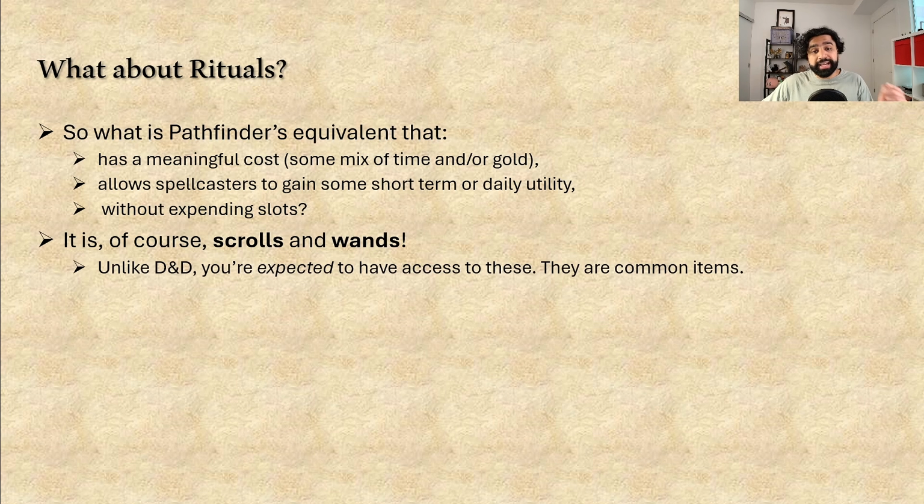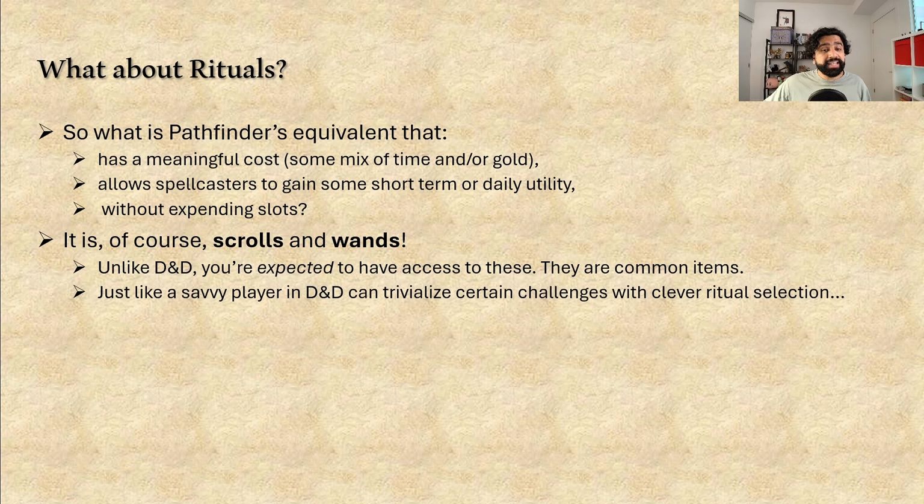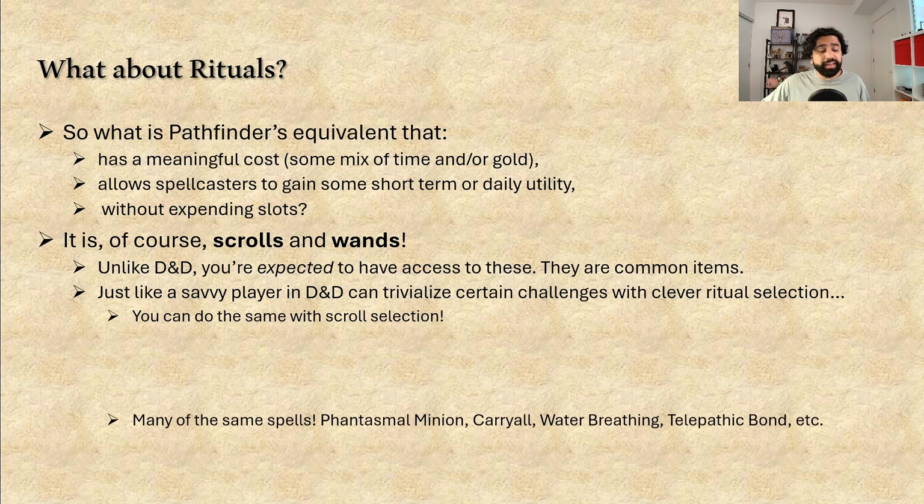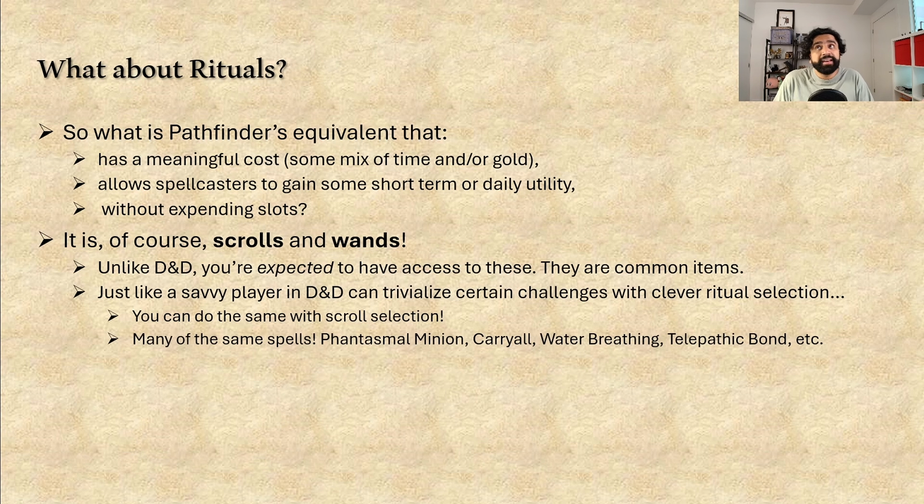Unlike D&D, you are expected to have access to these items. They're common items. Any common spell, you can simply go and buy a scroll of, provided you have a shopping session at a settlement of an appropriate level. Just like a savvy D&D player can trivialize certain challenges with clever ritual selection, you can do the same with scroll selection. In fact, Pathfinder has many spells that just overlap with what you can do in D&D 5e. You have Phantasmal Minion that overlaps with Unseen Servant. Carry-All is just Tenser's Floating Disc, but a little bit better, actually.